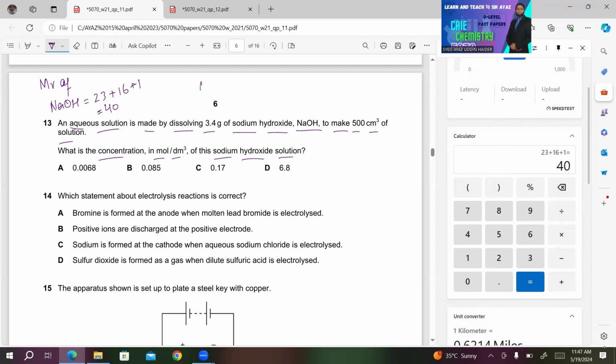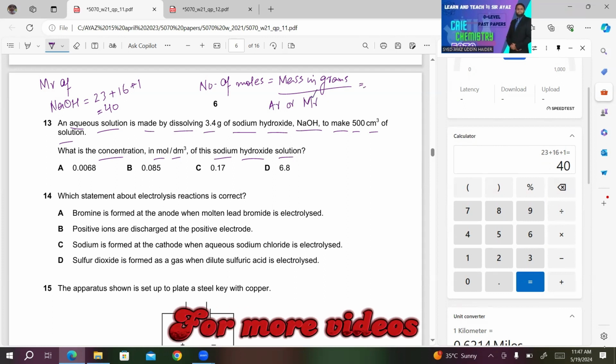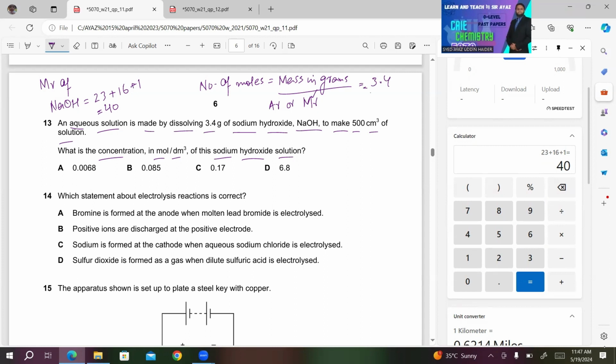In order to calculate the number of moles, we know the formula: mass in grams divided by Ar or Mr. So here we'll use Mr. So 3.4 must be divided by 40. 3.4 divided by 40. These are the moles of sodium hydroxide, 0.085.